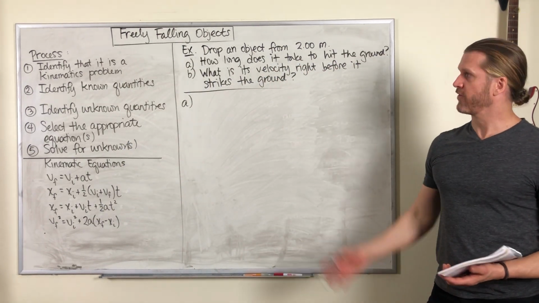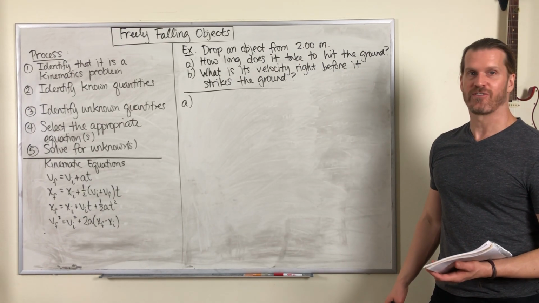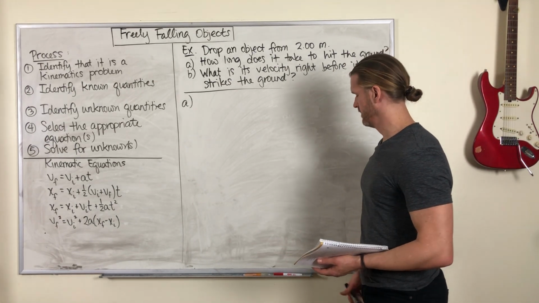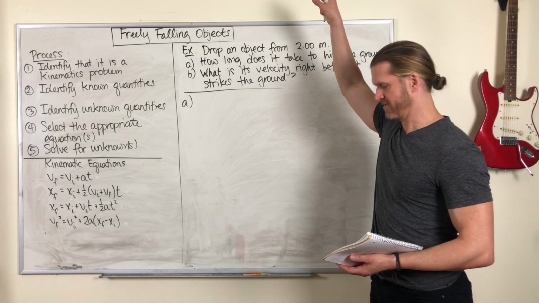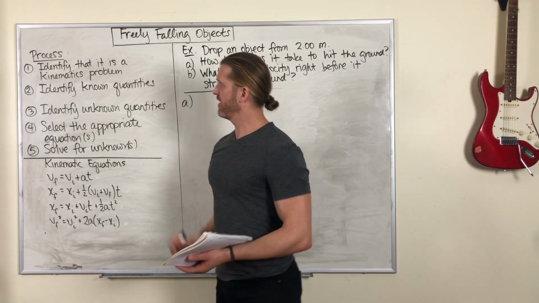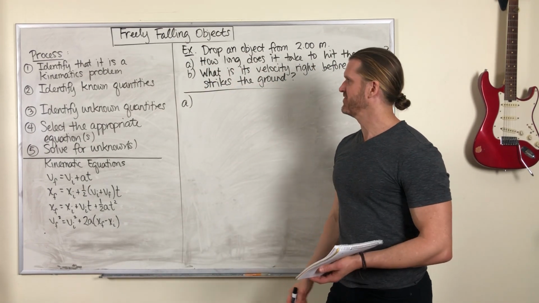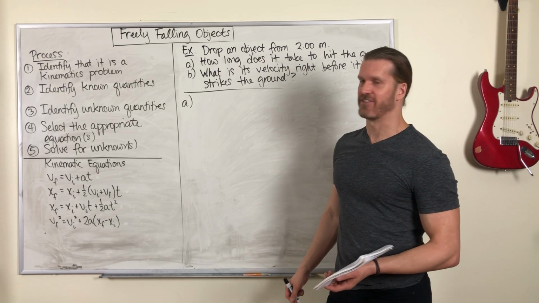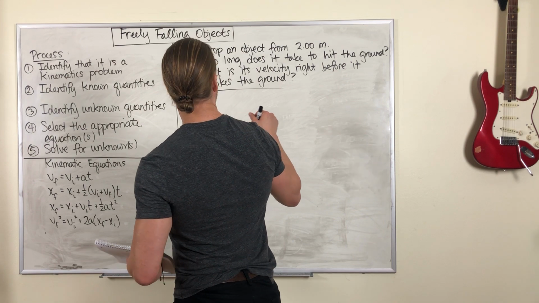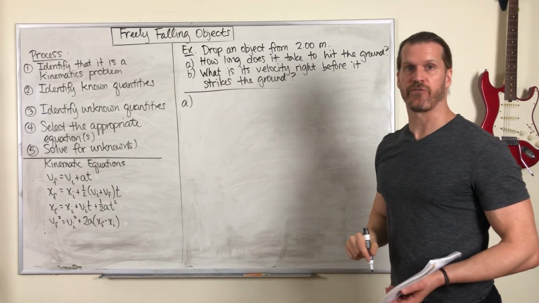Okay, so let's use our kinematics process to answer these questions. Question A, how long does it take for this object to hit the ground after you drop it? Well, first step in the process, identify that it's a kinematics problem. It is, I'm telling you that. Step 2, identify known quantities. Okay. So, what do we know? Well, we know that the initial position is 2 meters above the ground.